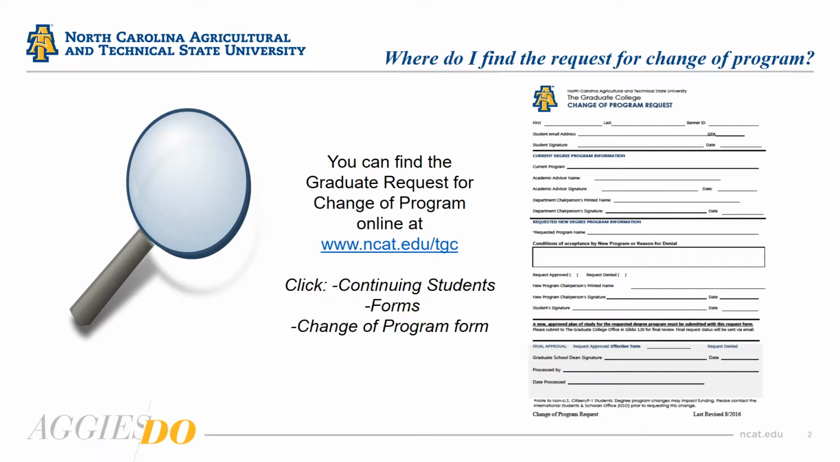You can find the Graduate Request for Change of Program form online at www.ncat.edu/TGC. On the left side of our webpage, please click Continue in Students, then Forms, then the Change of Program Request to download the form.